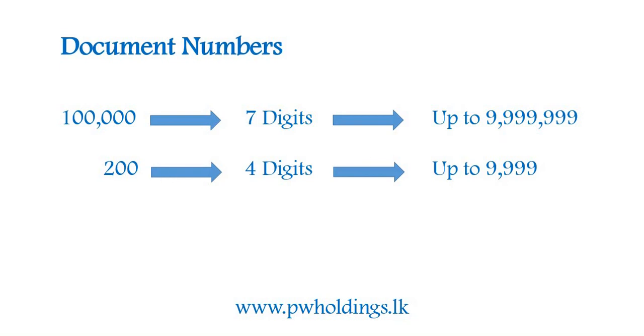If you have only 200 transactions per year, a 4 digit number is enough for the invoice number. Then you can enter up to 9,999 transactions.